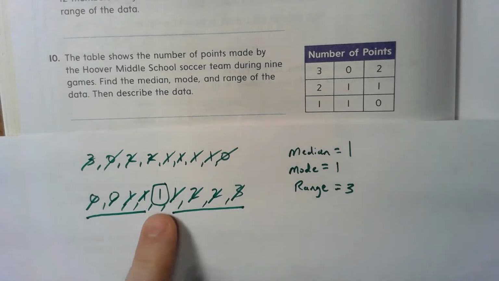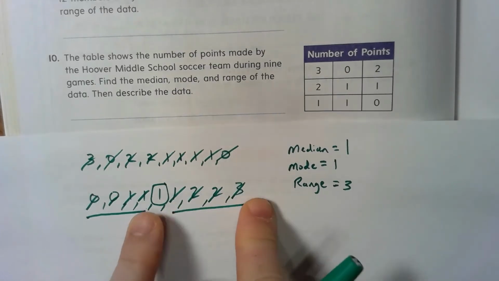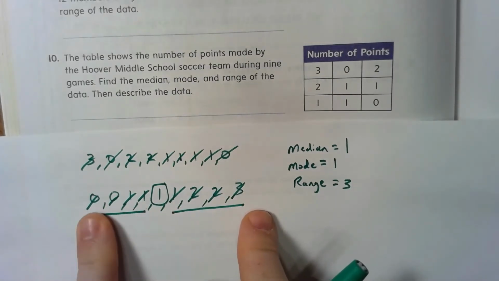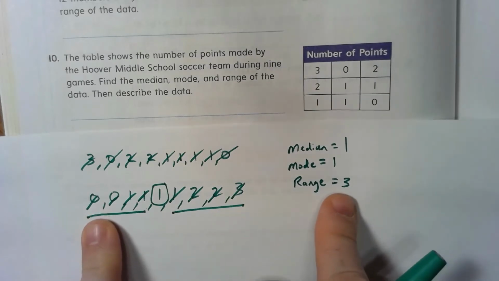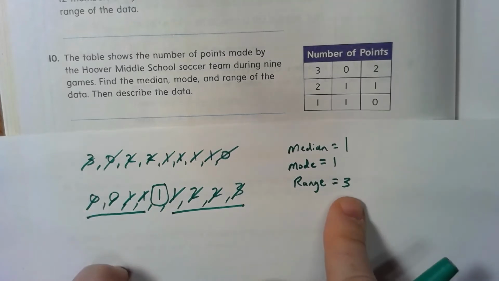So I know that half my data is greater than 1 and half the data is less than or equal to 1. I know that the data is not that far spread apart. The range tells you how far spread apart it is. The range is only 3.